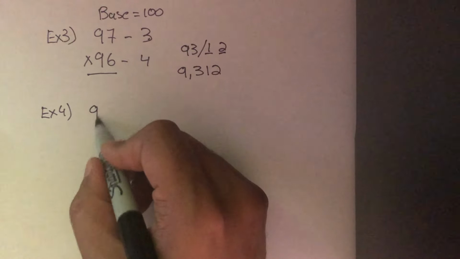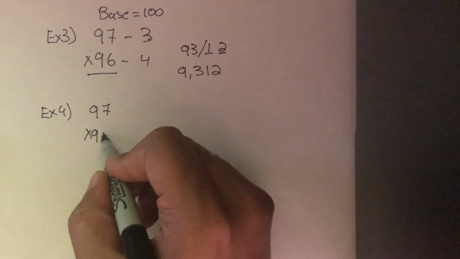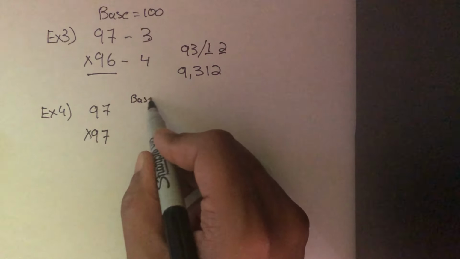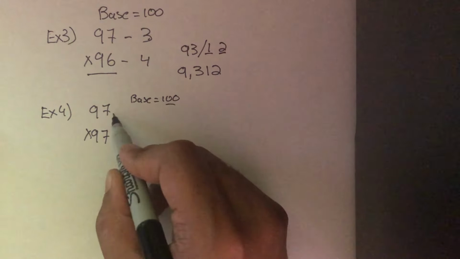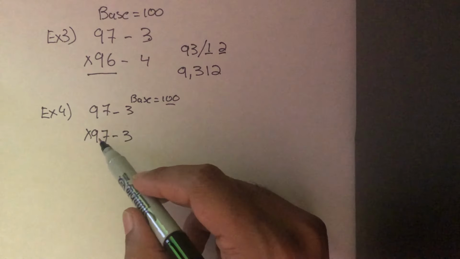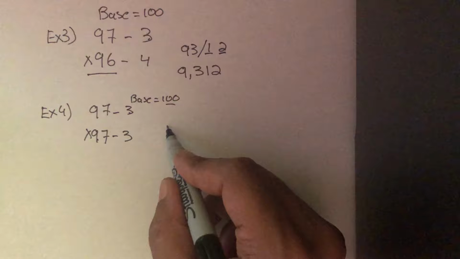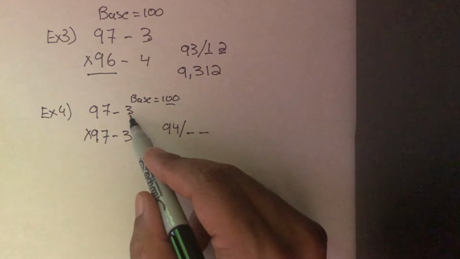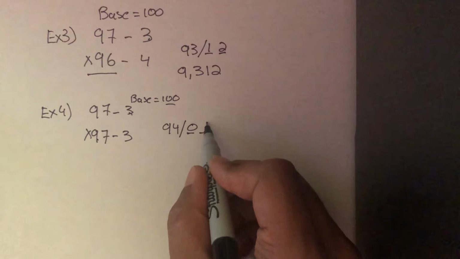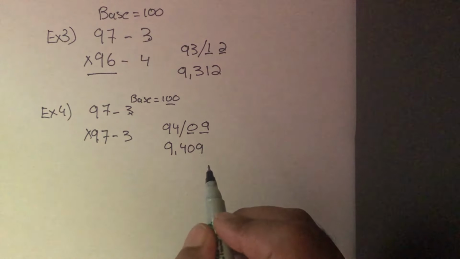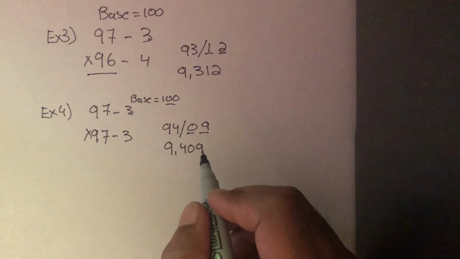Let's do 97 times 97. This time my base is still 100. Now this is 3 units below 100. This is 3 units below 100. First part of our answer, let's cross subtract. 97 minus 3 is 94. Second part of our answer should have two spaces. 3 times 3 is 9, so I'm going to put a 09. Nothing to carry. Final answer, 9,409. Let's keep on going.